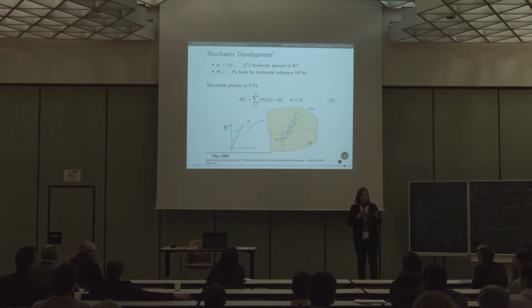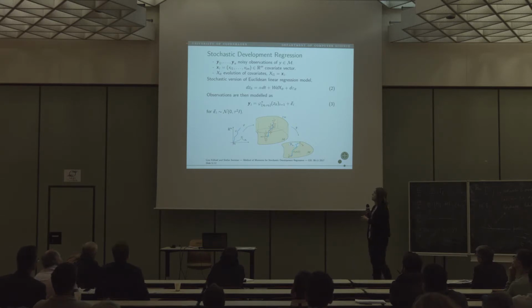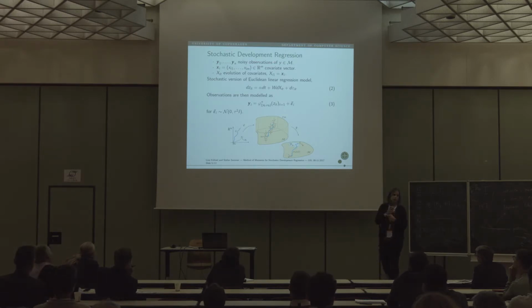Okay, but what does this have to relate to the regression model that I want to define? Well, the idea is that we would like to take a Euclidean linear regression model, define it as a stochastic process, and then transport it to the manifold to get a response relation. So here, the model is we take n noisy observations of the response variable on the manifold. We consider x_i as being the covariate vector, so we have m covariate variables in this case.